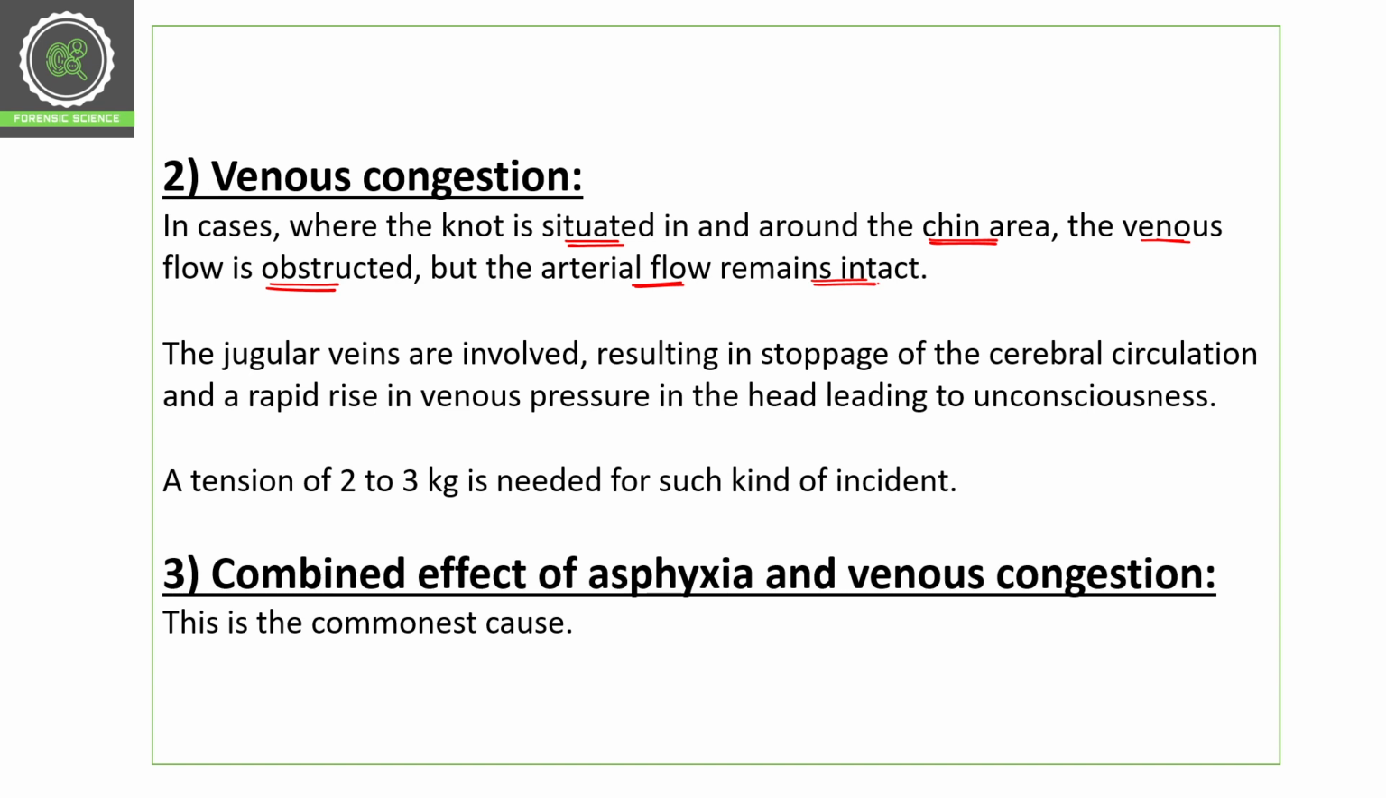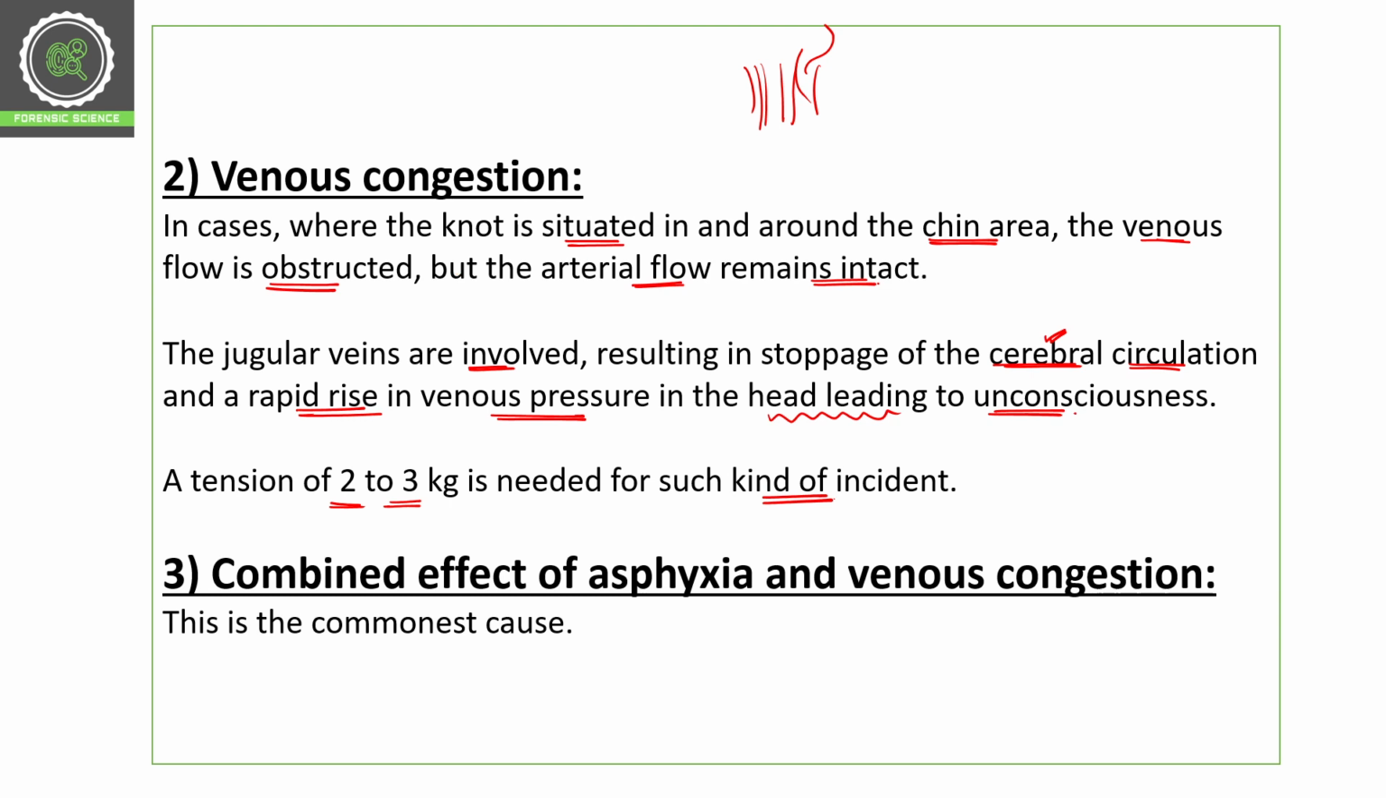The jugular veins are involved in this, which will result in stoppage of cerebral circulation and a rapid rise in venous pressure in the head, leading to unconsciousness. For this, a tension of 2 to 3 kg is enough. Here again, in the neck we have a lot of veins and arteries which supply oxygen and blood to our brain. If the jugular veins get constricted, it will stop cerebral circulation to an extent that venous pressure increases.